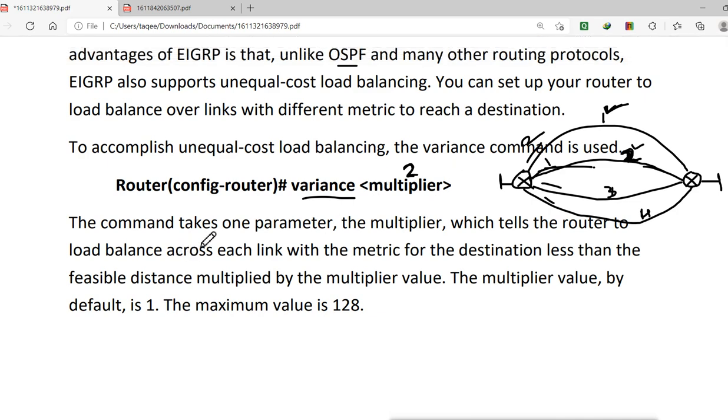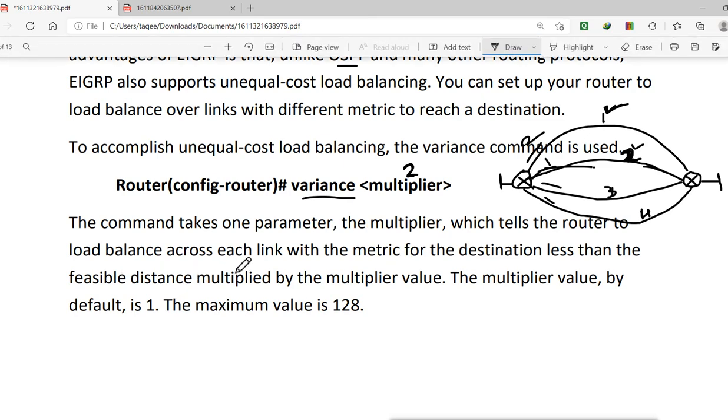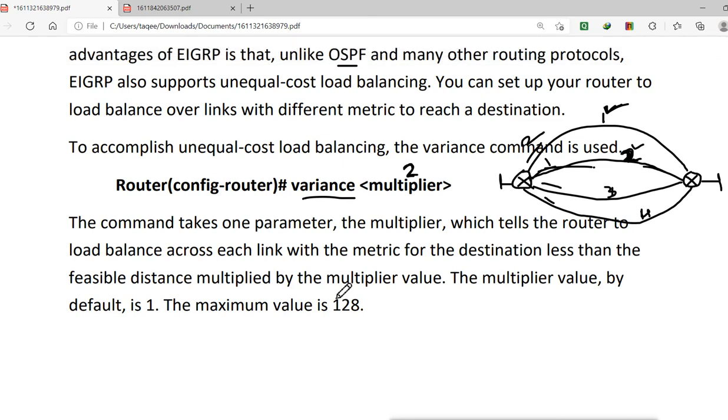The command takes one parameter, the multiplier, which tells the router to load balance across each link with a metric for the destination less than the feasible distance multiplied by the multiplier value. Whatever value we give, say 2, it will multiply by 2. The multiplier value by default is 1. The maximum value is 128, so we can go up to 128. So it can use the path which has a metric up to a multiple of 2.